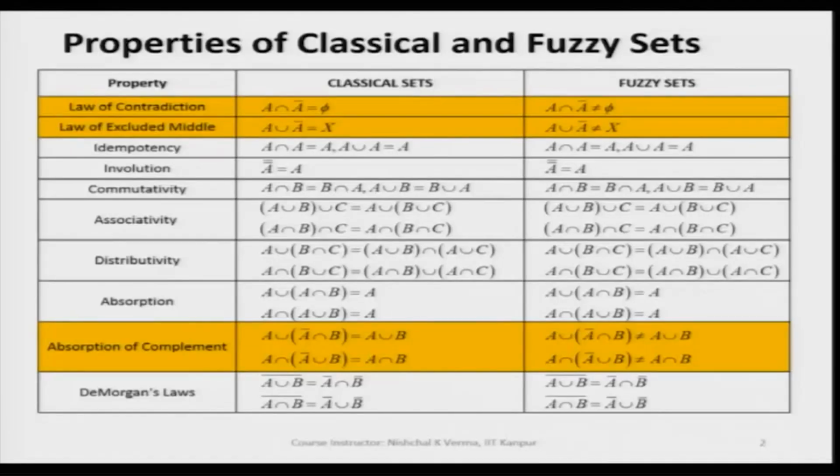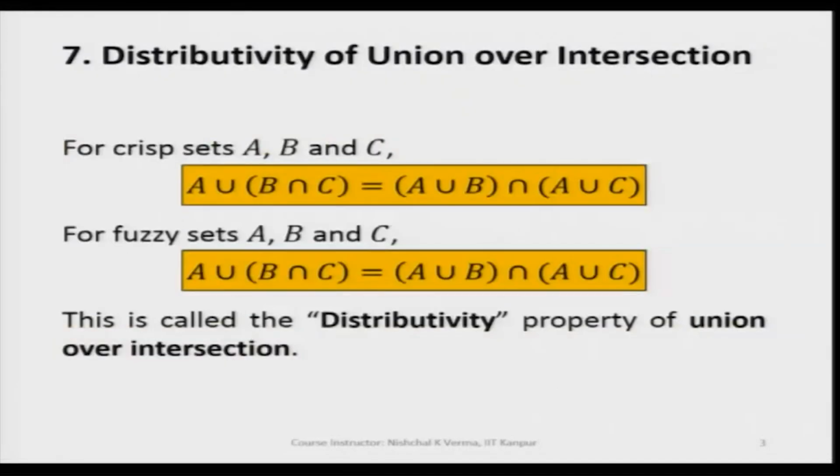So, here is the list of all the properties that we have intended to cover. So far we have covered the law of contradiction, law of excluded middle, idempotency, involution, commutativity, associativity. All these properties with respect to fuzzy sets have been covered. Now, today we will discuss the distributivity property with respect to fuzzy sets.